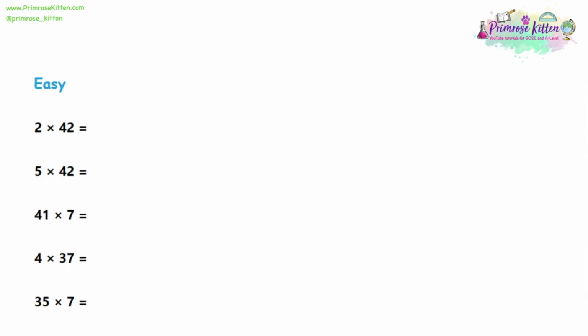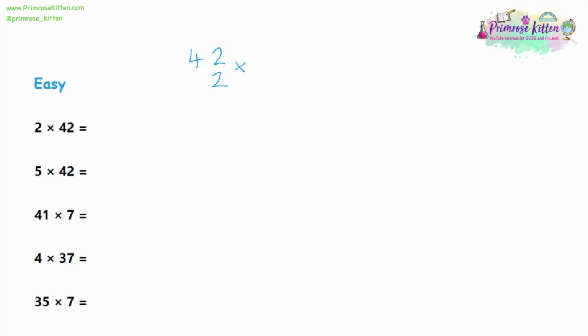Column multiplication follows similar rules to column addition and column subtraction. So if we're doing 2 times 42, what we are going to do is line up the tens and units like we did when adding or subtracting. So the 2 units in the 2 is lined up with the 2 units in the 42. A little tip is to put the largest number on top, and I'll explain why that is when we move on to the hard questions.